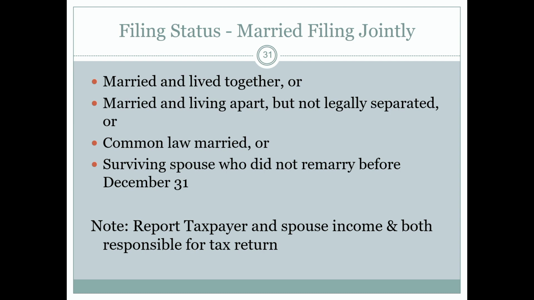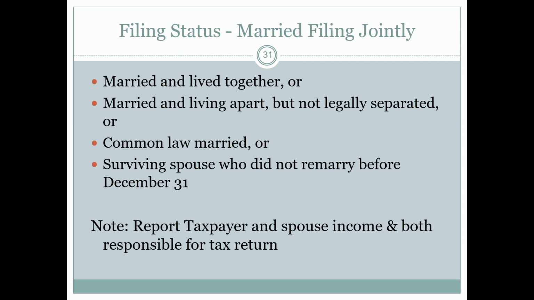We also have a surviving spouse who did not remarry before December 31st. On a joint return, it's an election. A married couple does not have to file jointly. They can elect to file jointly or separately. But if they are going to file jointly, which is the status that we're speaking of right now, they are going to report all of their income for both of them and all of the expenses on the one tax return. And they both are responsible for the information that is on that tax return.